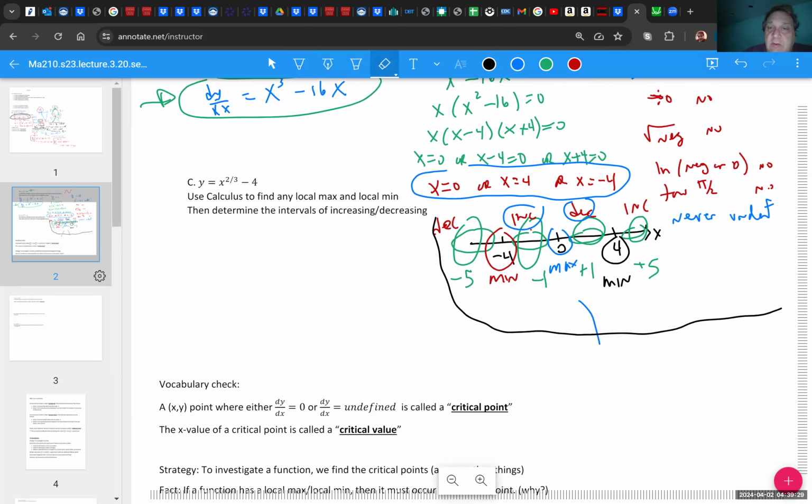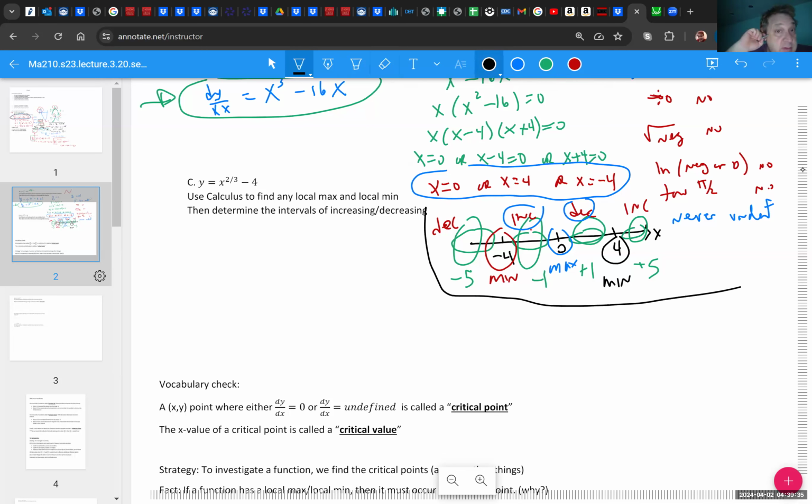Okay, so if you did go and try that, nicely done, and welcome back. And now I'll do my answer for example C. So again, we're just trying to do the same thing: local max, local min, increasing, decreasing. So I'm going to find the derivative. Dy dx, or y prime if you like that. The derivative of x to the 2/3 is 2/3 x to the -1/3, and the derivative of -4, well, it's just 0. So it's just that right there. So we need to find out when the derivative is equal to 0, or possibly when the derivative is undefined.